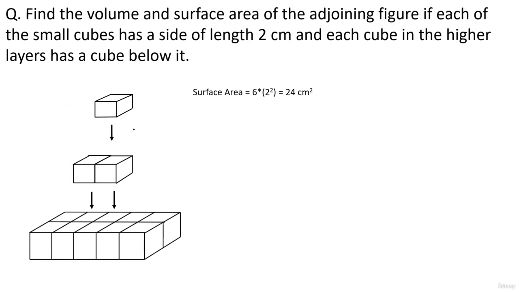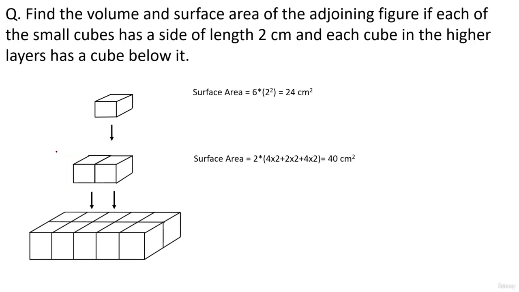For the next figure, if you look at this second layer, I have joined two cubes side by side, something like this. So I have formed a cuboid, whose length is 2 plus 2, 4 units, breadth is 2 units, and height is 2 units, right? So the total surface area here will be 2 into LB plus BH plus LH, 2 into 4 into 2 plus 2 into 2 plus 4 into 2, right? That comes out to be 40 centimeter square.